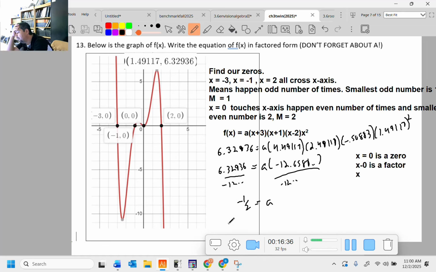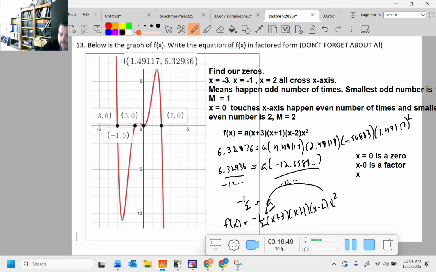So the full polynomial is that f of x is -1/2 of x plus 3 times x plus 1 times x minus 2 times x squared. All right, I'm going to stop right there and get restarted for the next video in just a moment.